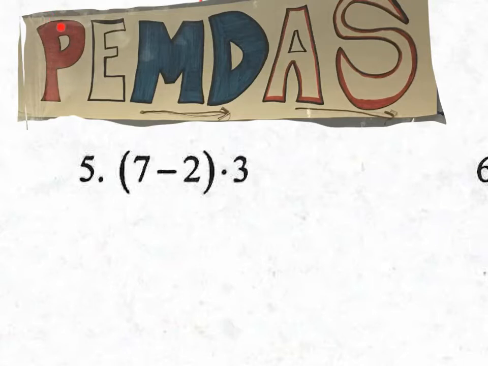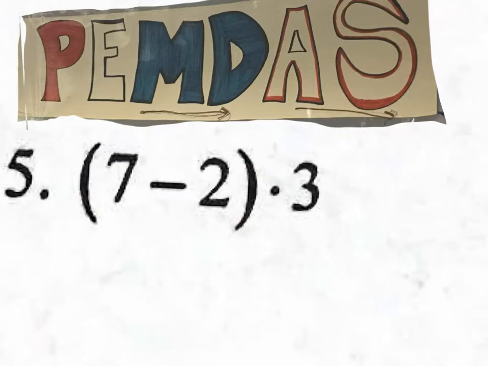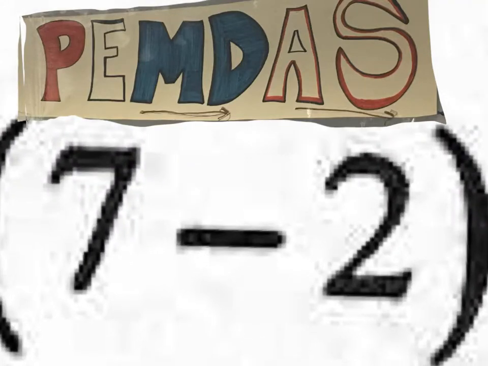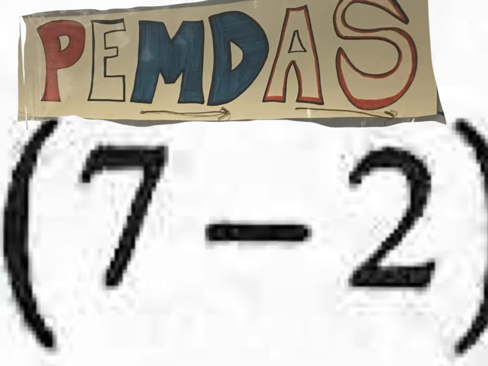P. Is there any parentheses? Yes. So these parentheses right here, what they tell you to do is to zoom in and ignore everything else. Okay, that's what parentheses do. They tell you to zoom in and ignore everything else. So inside the parentheses, you might have multiple operations. In this case, you just have one thing to do, which is subtraction. So we are going to subtract 7 take away 2. What's 7 take away 2?